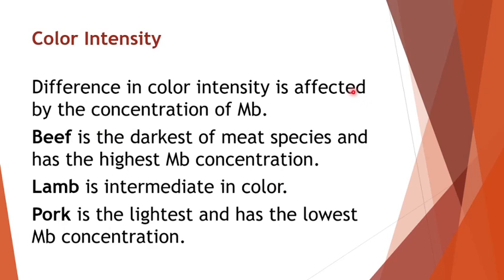Difference in color intensity is also affected by the concentration of MB, which is inherent in the different kinds of animals that we have. Beef is the darkest of the meat species and has the highest MB concentration. So we all know beef looks dark. Lamb is intermediate in color, while pork is the lightest and has the lowest MB concentration. That is why your pork is a little bit even white.